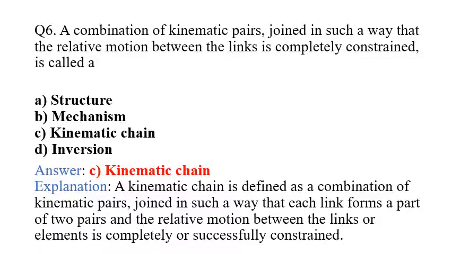A structure is a rigid one, just for taking up the load, whereas a mechanism is one in which one or two links are constrained in such a way that you get some motion. Whereas in inversion, you constrain different links at different times and you get a different mechanism. So the answer should be kinematic chain.